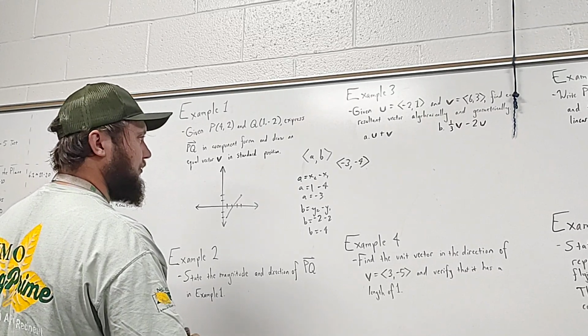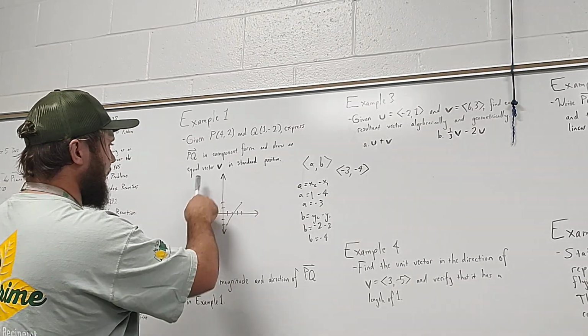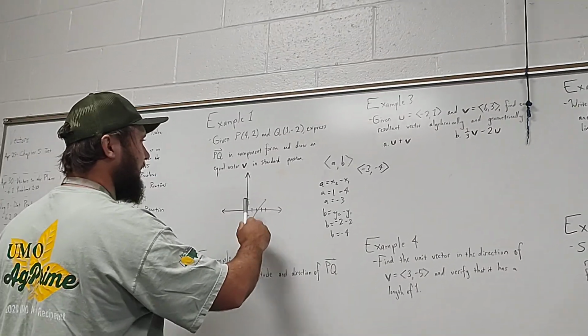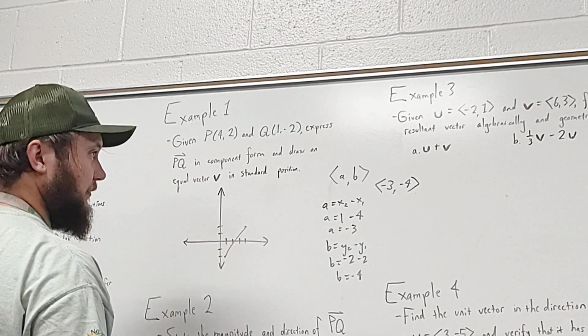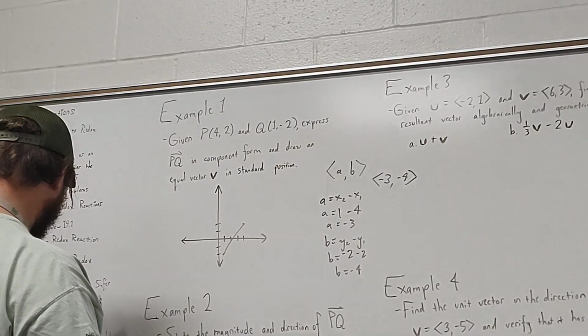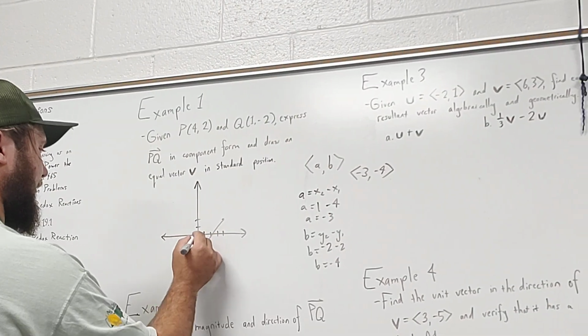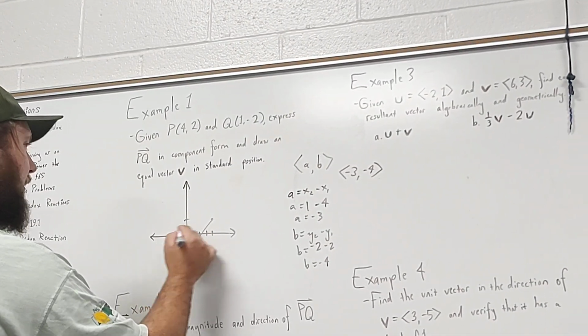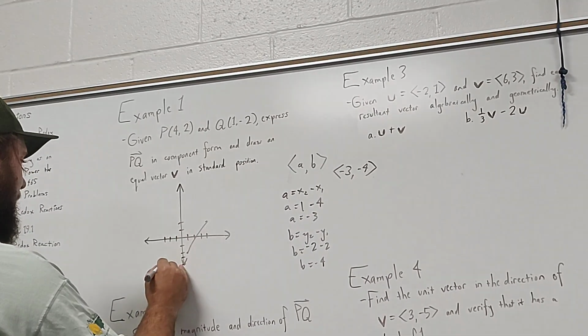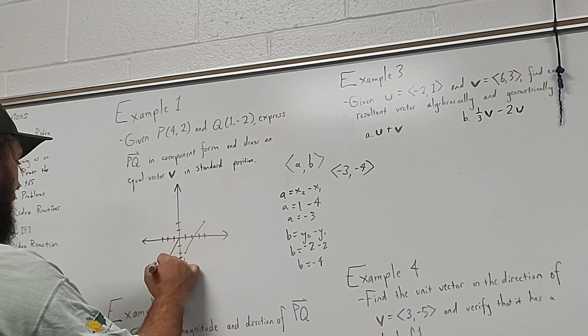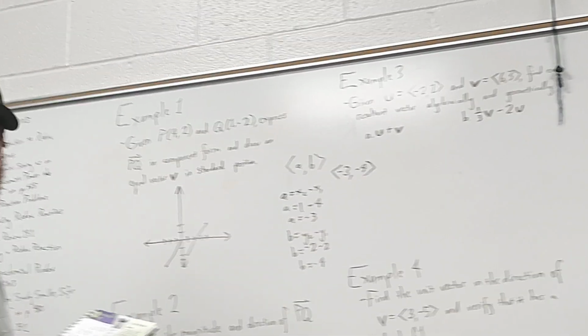Next it says to draw an equal vector, v, meaning equal to this line, in standard position. Standard position means starting out from this point. So what we want to do is go from this point 3 back, because that's our x value, and then 4 down, because that's our y, and then that is an equal vector.